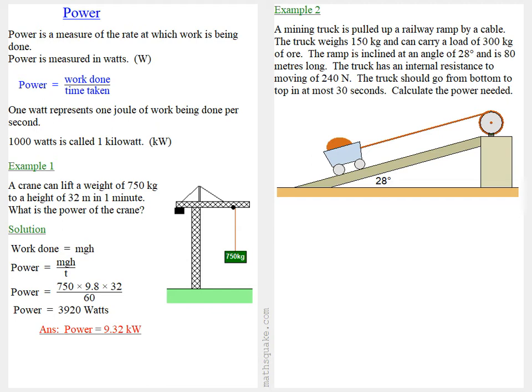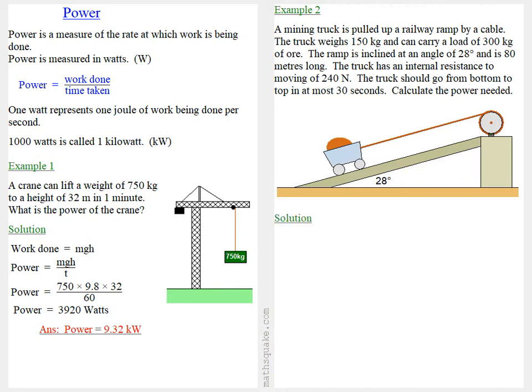In example 2, a mining truck is pulled up a railway ramp by a cable. The truck weighs 150 kilograms and can carry a load of 300 kilograms of ore. The ramp is inclined at an angle of 28 degrees and is 80 meters long. The truck has an internal resistance to moving of 240 newtons, and the truck should go from the bottom to the top in at most 30 seconds. Calculate the power needed.